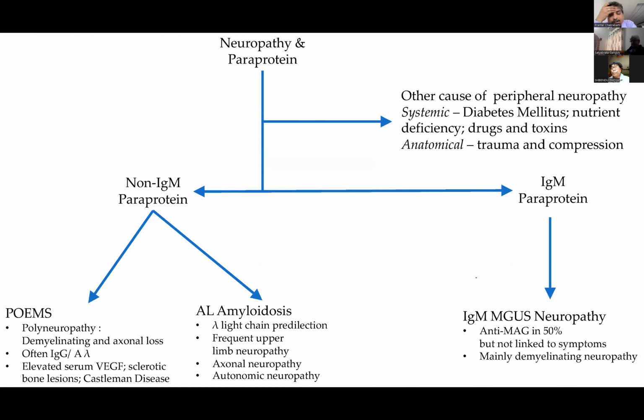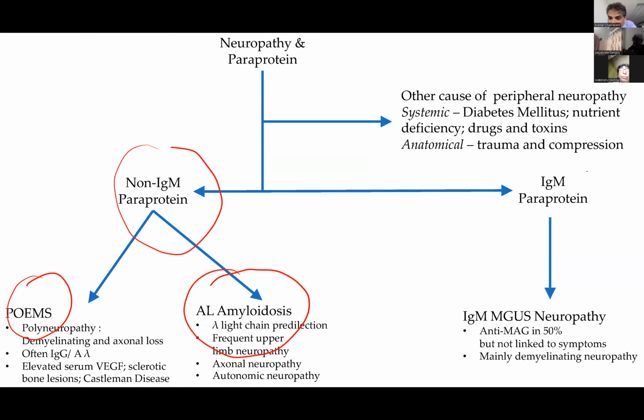Now, this interesting part, neuropathy, right? Keep on referring patients to us. Working up for CIDP, they get a monoclonal paraprotein. Others have to be ruled out. If there's a paraprotein, if it's a non-IgM paraprotein, rule out POEMS and AL amyloidosis. If it's an IgM, then it can be an IgM MGUS neuropathy, where anti-MAG antibodies are found in 50% of cases, but they are not linked to symptoms, mainly demyelinating neuropathy. The treatment is not like myeloma. It is steroids, IVIG, or rituximab.